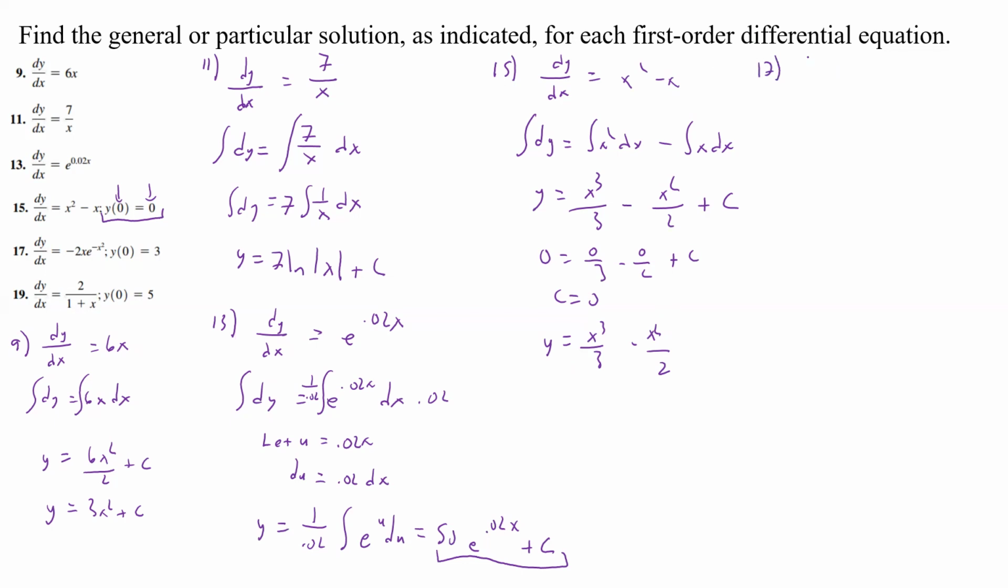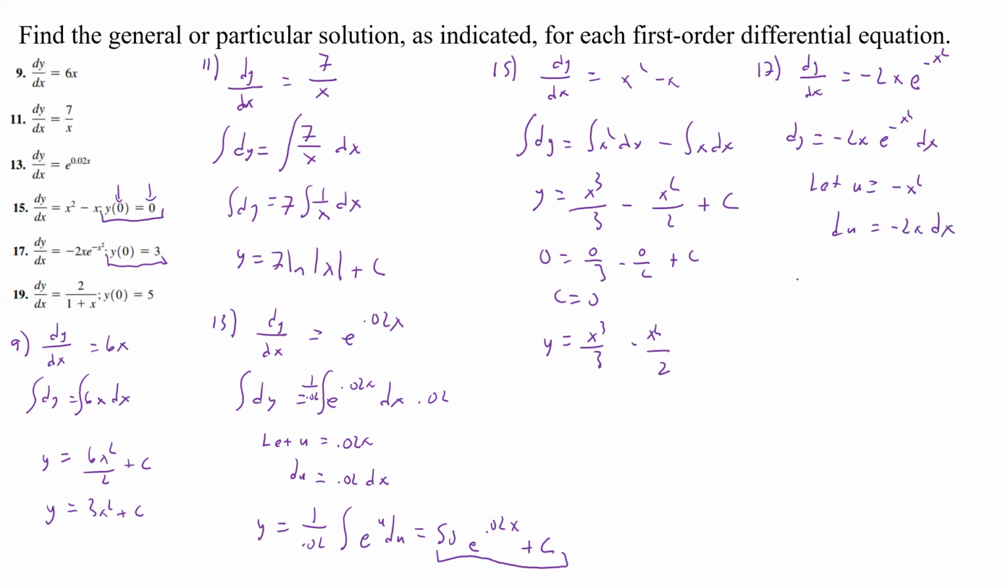So 17 is dy/dx equals negative 2x e to the minus x squared. And again, this time we have the point 0, 3. So multiplying both sides by dx, we get dy equals negative 2x e to the minus x squared dx. All right, so let's let u equal this, negative x squared. So du equals what? Negative 2x dx.